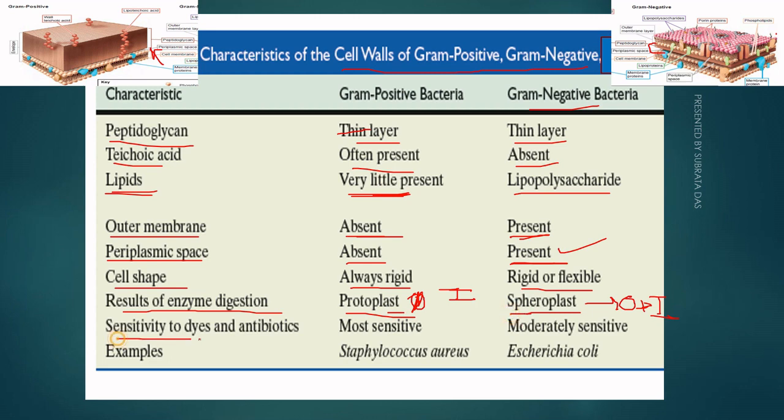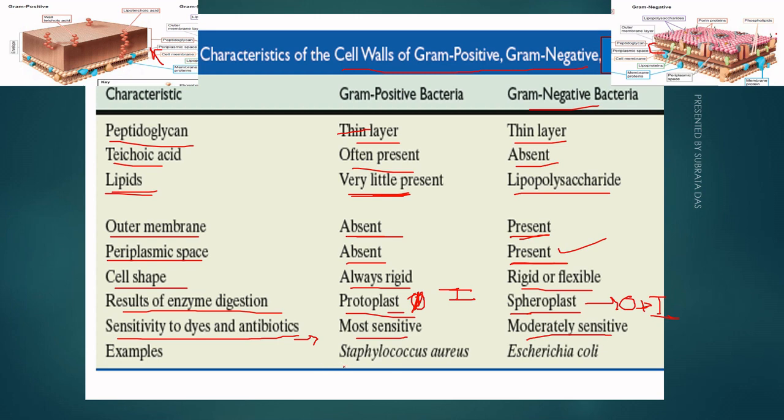Next thing is sensitivity to dyes and antibiotics. Gram positive bacteria are most sensitive because their peptidoglycan layer is very thick, so they are more sensitive to antibiotics which are effective against the peptidoglycan layer. And gram negative bacteria are moderately sensitive because their peptidoglycan layer is less or thin, that's why.